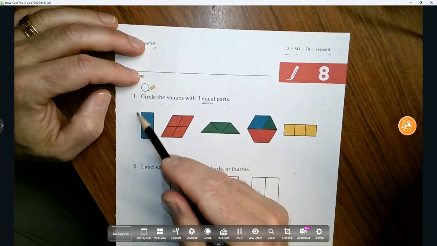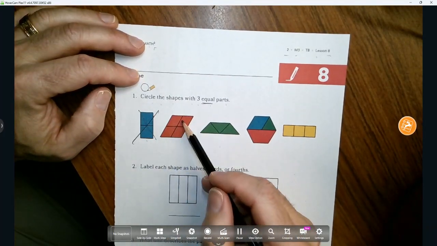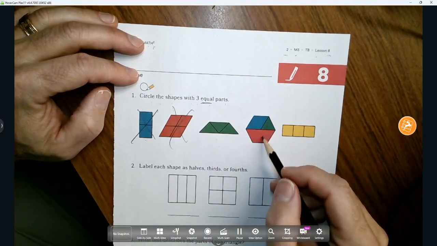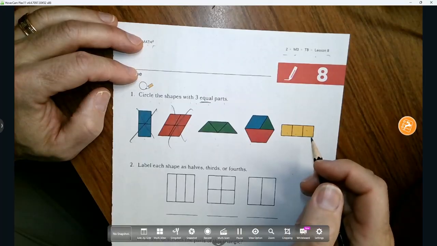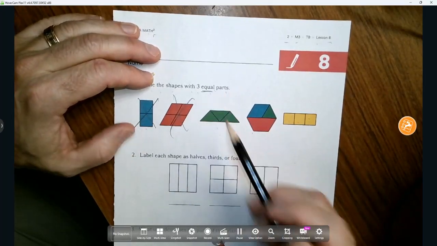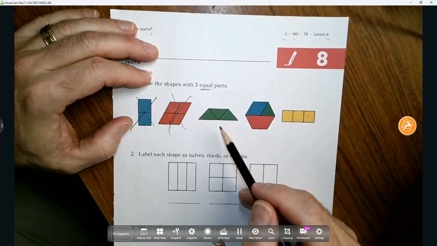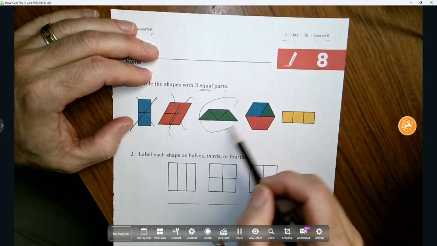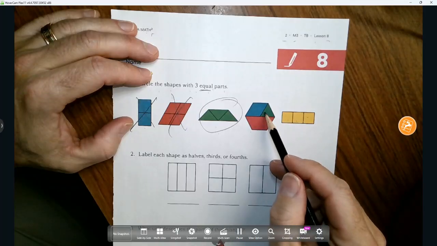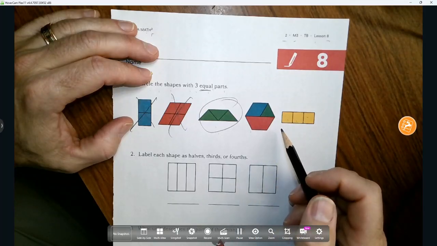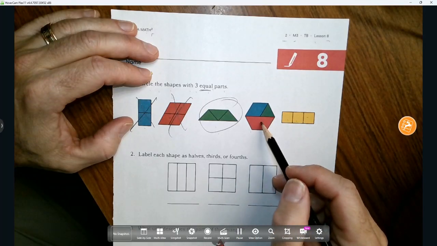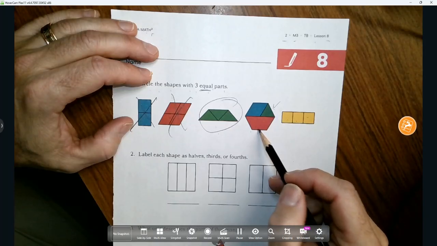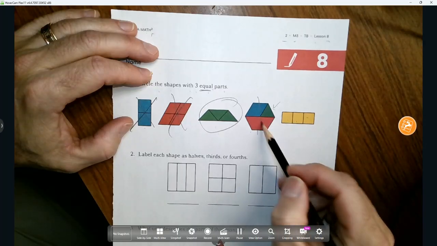So 2 shapes, 2 parts. Nope. 1, 2, 3, 4 parts. Nope. 1, 2, 3 parts. That could be it. 1, 2, 3 parts. That could be one. But it says equal, the same size. So let's look. These triangles look like they're the same size. They do to me. We got 3 shapes here. Do they all look the same size? If this was a pizza, would you be happy if you got this piece right here instead of this piece? Probably not. So those are not equal.